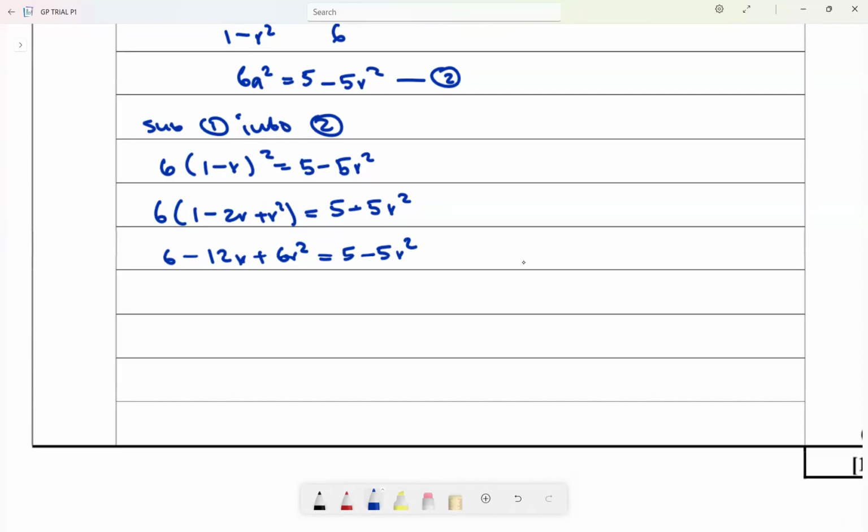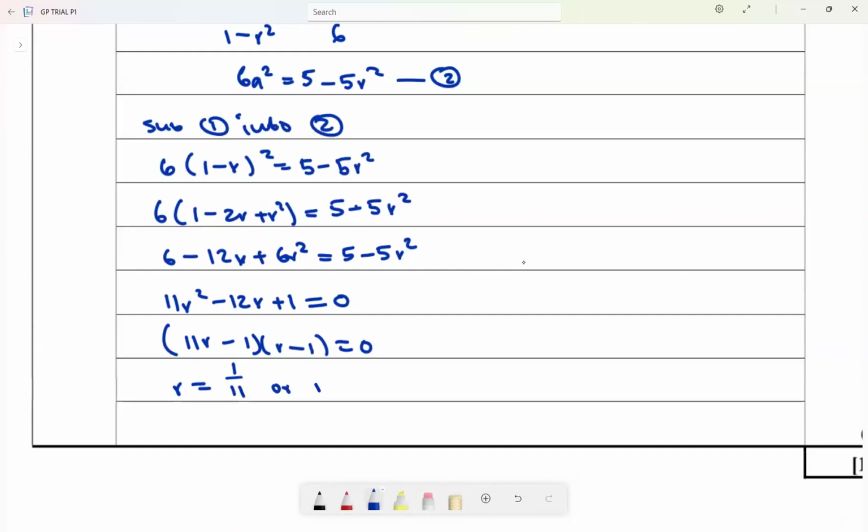When I take the 5 to the other side, it's going to be 6r squared plus 5r squared, which is 11r squared, and then minus 12r, and then 6 minus 5, it is 1, a positive 1, equal to 0. When you look at the factors, you can also use the quadratic formula. It's going to be (11r minus 1)(r minus 1) equal to 0. And then r is going to be equal to 1 divided by 11, or r is going to be equal to 1.